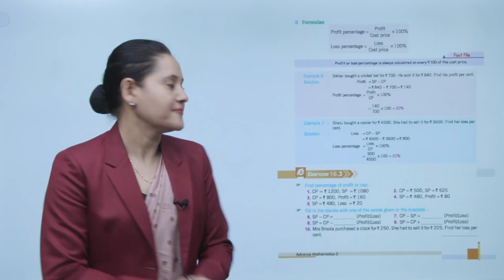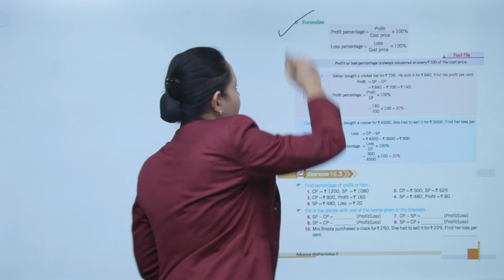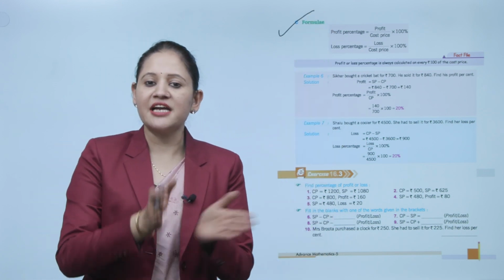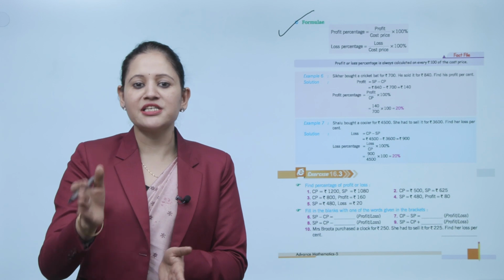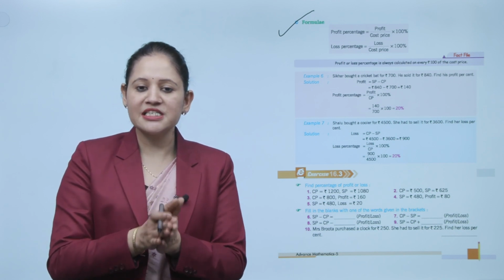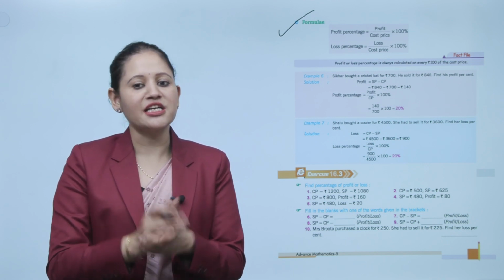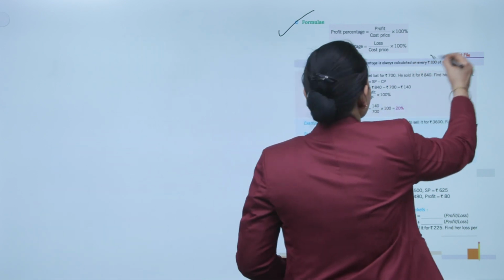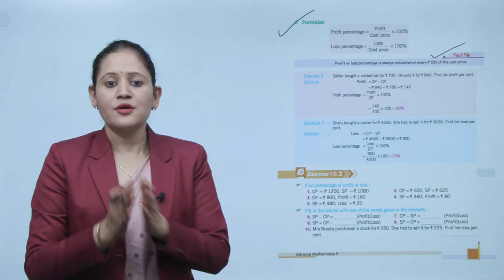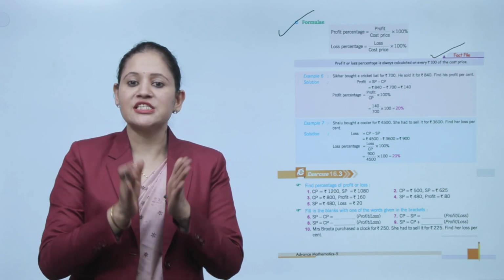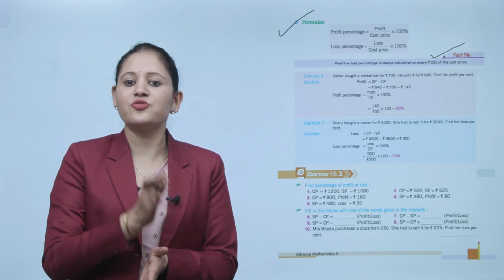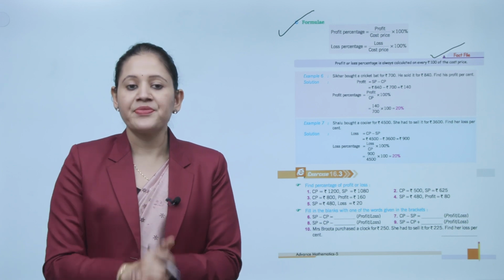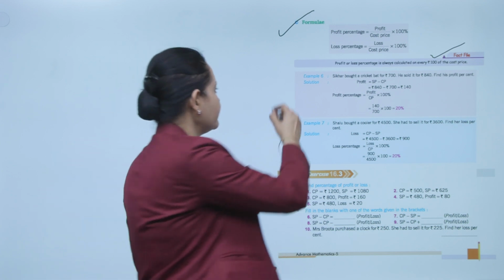Next is the formula. Profit percentage equals profit upon cost price into 100%. Loss percentage equals loss upon cost price into 100%. Next is the fact file. Profit or loss percentage is always calculated on every rupees 100 of cost price. Now we'll take an example.